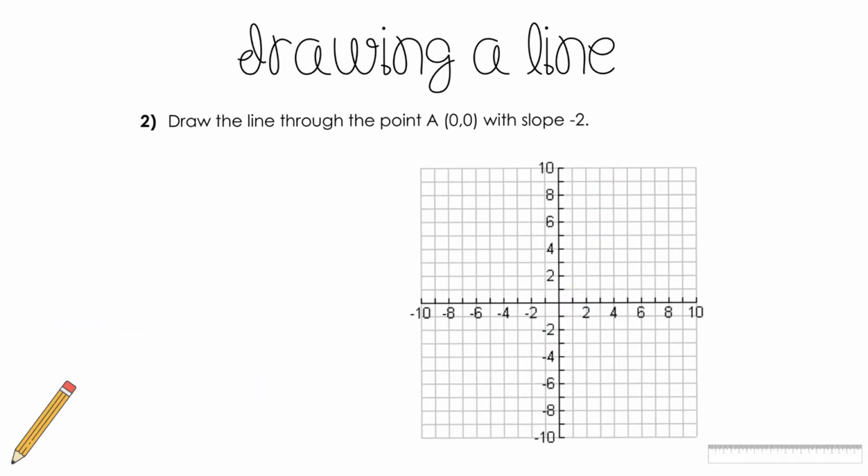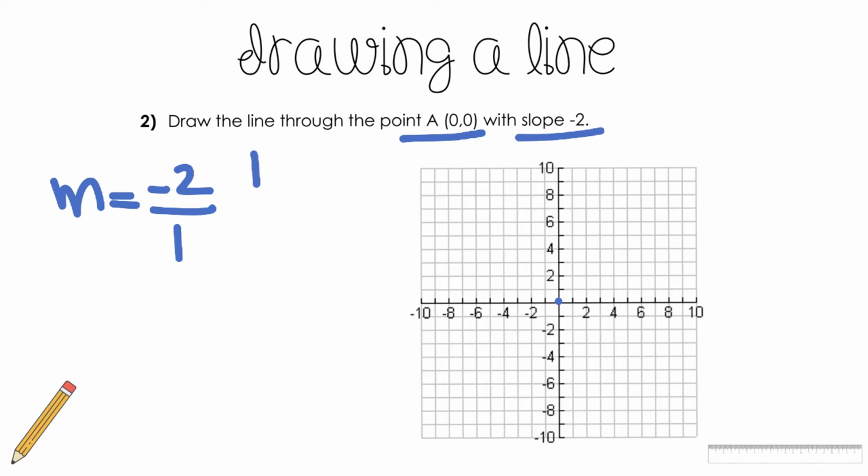All right, example number two says, draw the line through point 0, 0. So again, we're starting at our origin. And this time we have a slope of -2. So let's look at that slope. A slope of -2, if we write it as a fraction, we're going to have it as a denominator of 1. The top number represents your rise and the bottom number, the denominator, represents your run. If the rise is negative, it means we are going to be moving down 2 units. And if the run is positive, we are going to be moving 1 unit to the right.